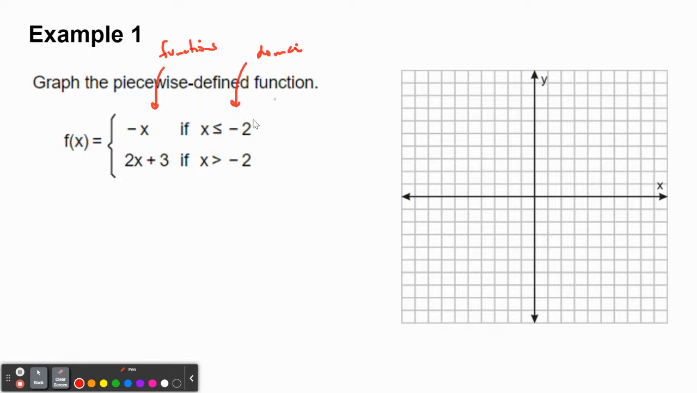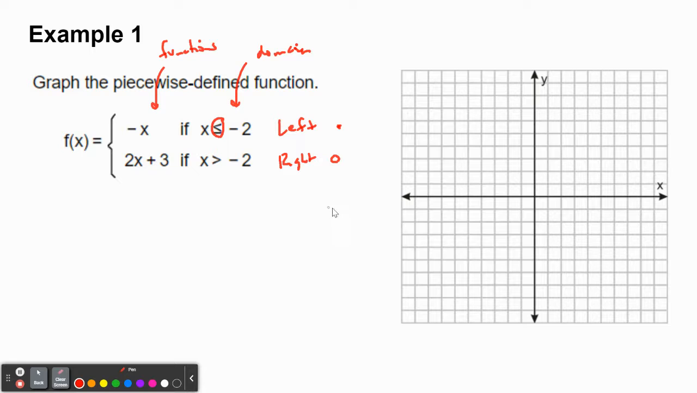So if we look here, this says x is less than or equal to -2. So this is going to be the left side of the graph, and because it's equal to, it's going to have a solid dot. And over here, where it says greater than, this is going to be the right side of the graph, and it's going to have an open circle. And we'll talk about that when we graph.